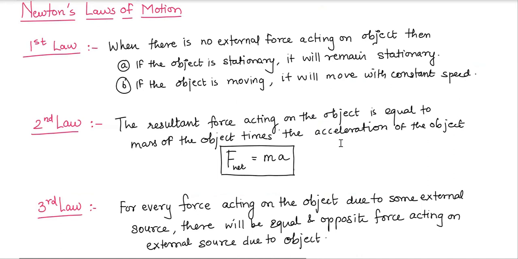The first Newton's law is very simple. When there is no external force acting on an object, the object will remain stationary if it was stationary already, and if the object was moving, it will move with a constant speed.